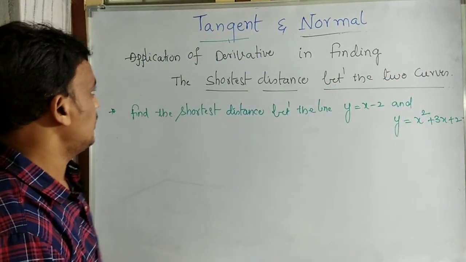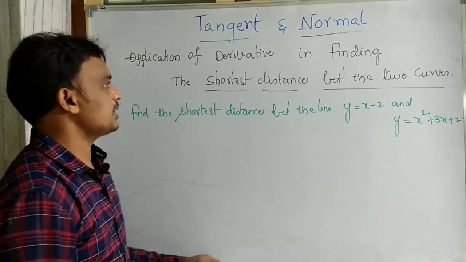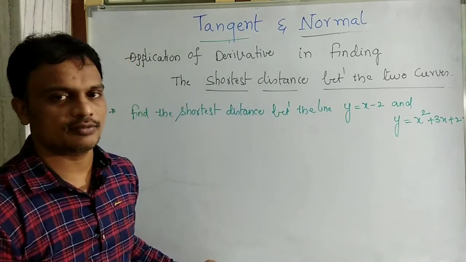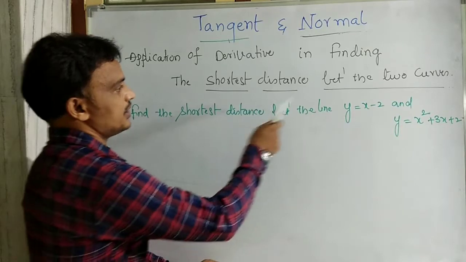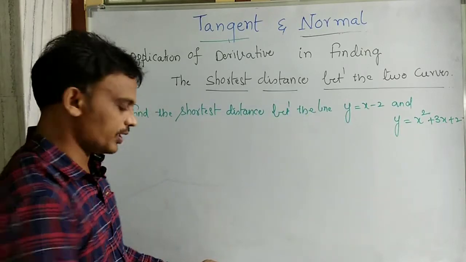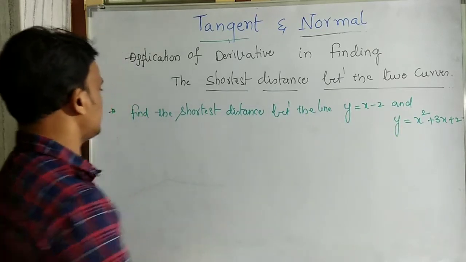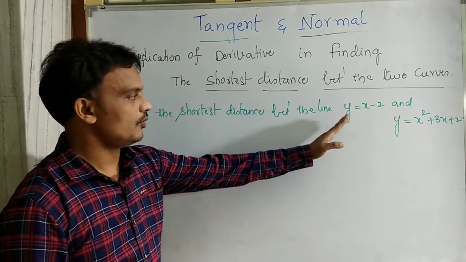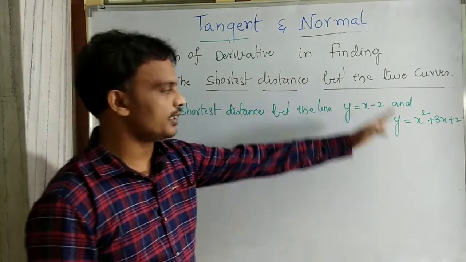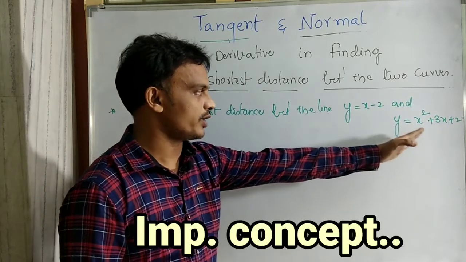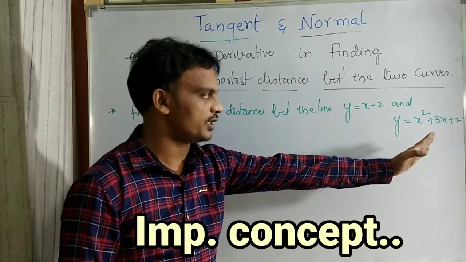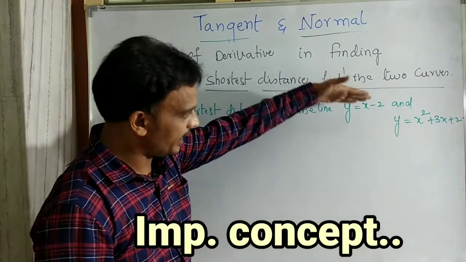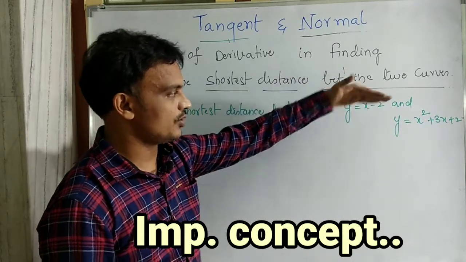Let us see one more concept, applications of derivatives for finding the shortest distance between two curves. Very important. I am going to explain that by taking one problem. Find the shortest distance between the line y equals x minus 2 and the curve y equals x square plus 3x plus 2. What do you say it is? Parabola. So the shortest distance between the line and the parabola.